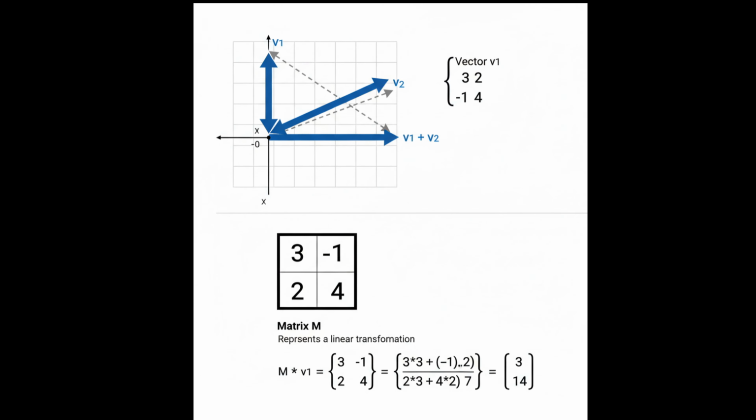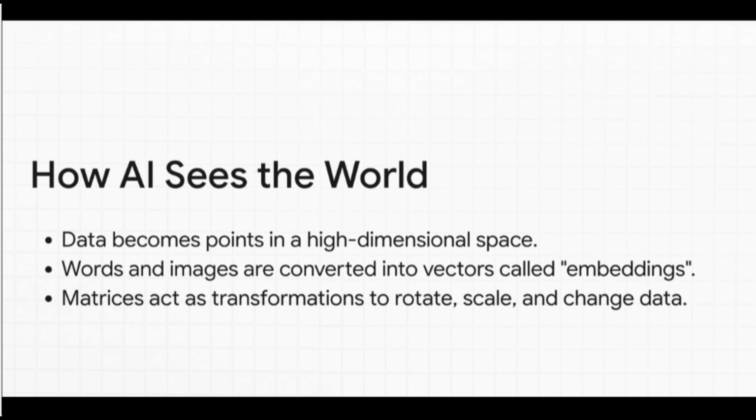You've probably heard the term embeddings, right? Well, this is all it is. It's a fancy word for turning concepts like words into these vector arrows. And every single time a neural network processes information, it's really just applying a matrix transformation, nudging all these points around in that space to find patterns.